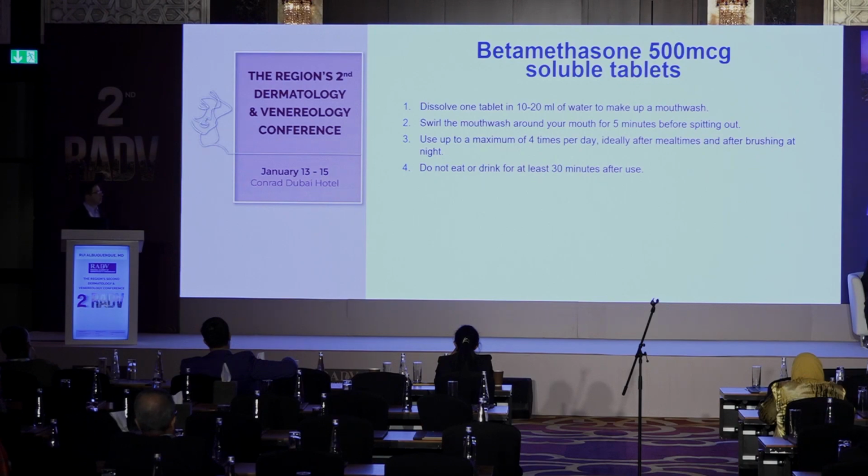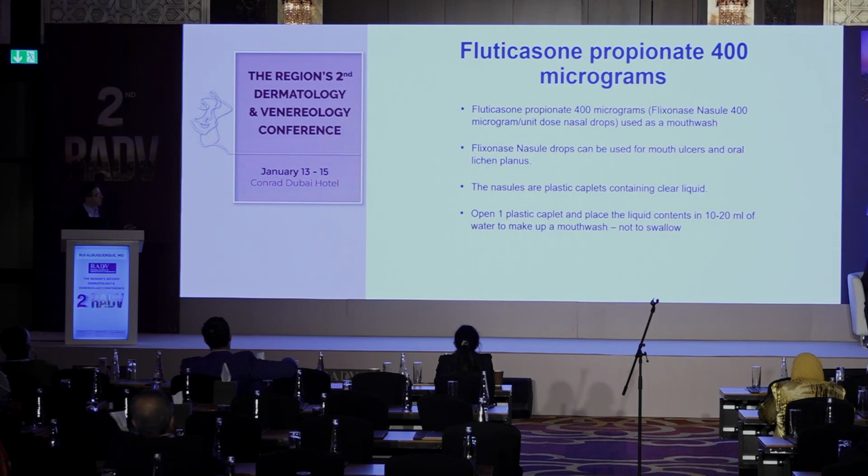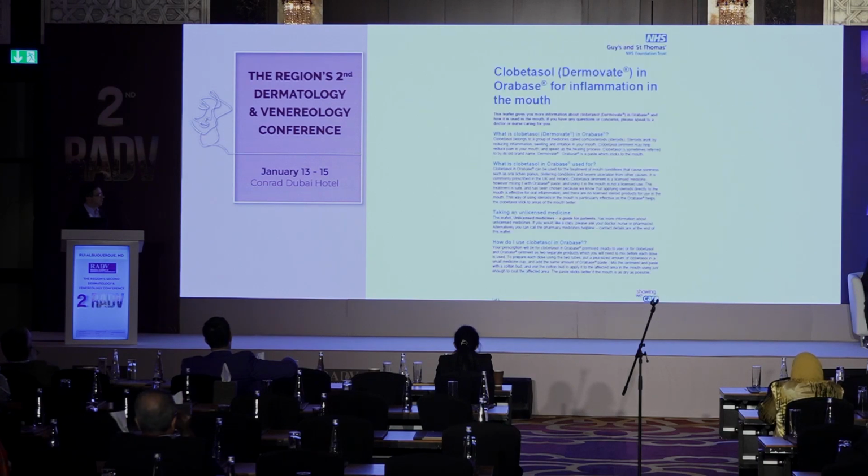And this is some of the topical advice. You can look for leaflets from the British Society of Oral Medicine. This is open to everybody. So this is the principle of fluticasone, Flixonase 400 micrograms, the same. And this is the Dermovate, one of the most used for lichen planus, pemphigoid, especially, as I mentioned, the desquamative gingivitis.